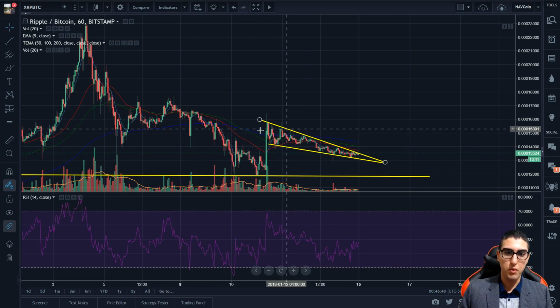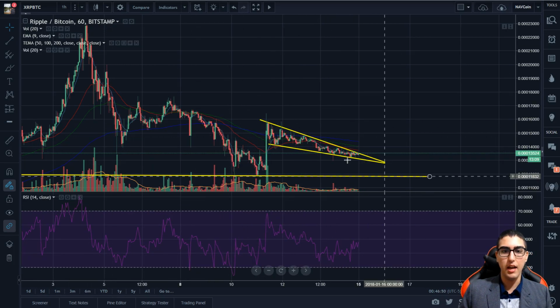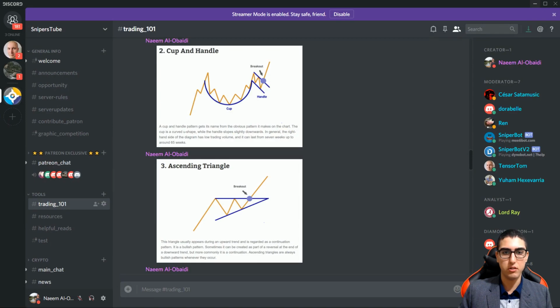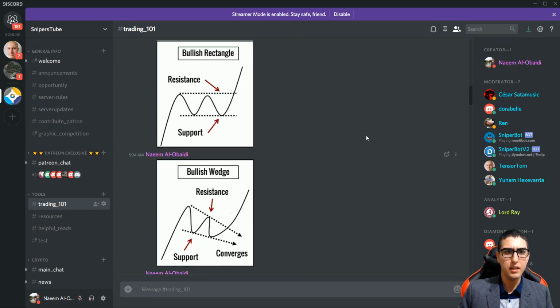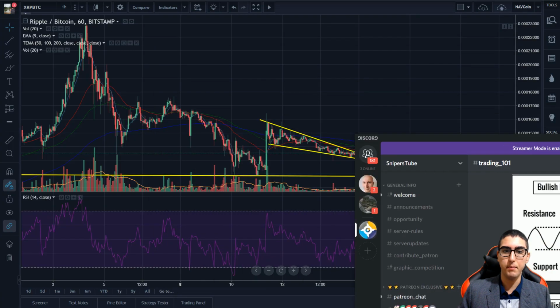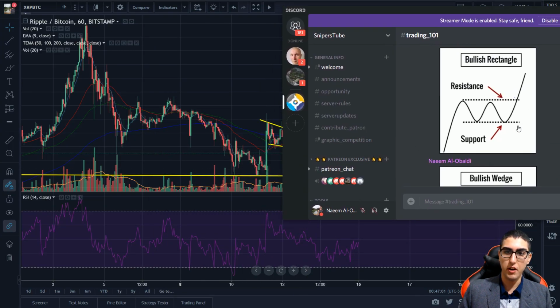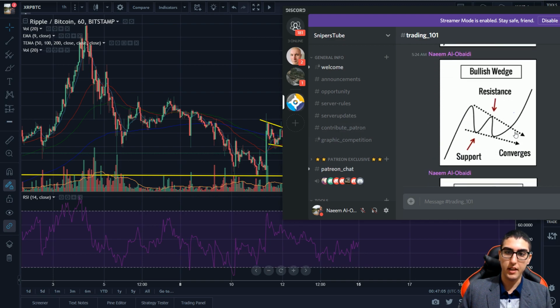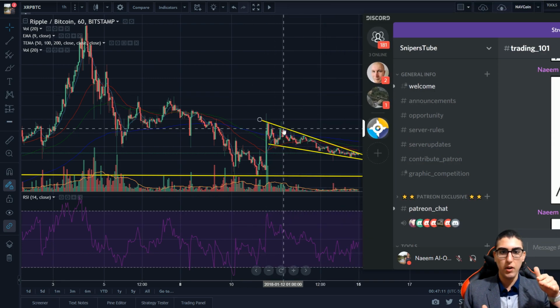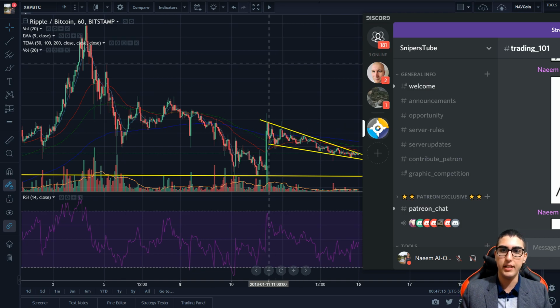So far though with Ripple, obviously we are descending right now. You can see here if we pull up our trading 101, pretty much looking like a bullish wedge in my opinion, being the fact that we saw this huge run up, and now we're seeing a little bit of consolidation. The lines here are converging with the resistance and support. What that means is the resistance is coming down while the support is also coming down. So it's almost like two magnets coming together, and that's the convergence.